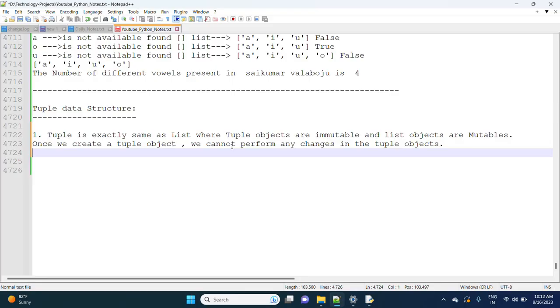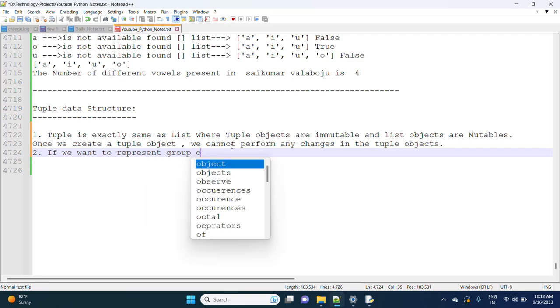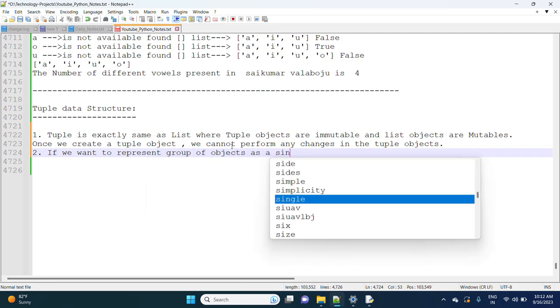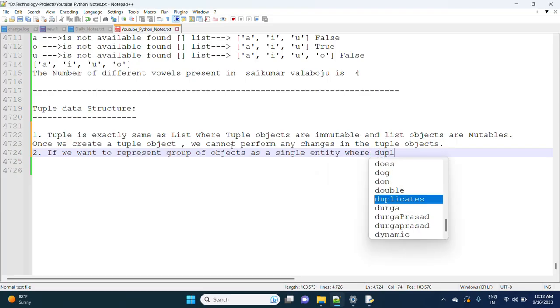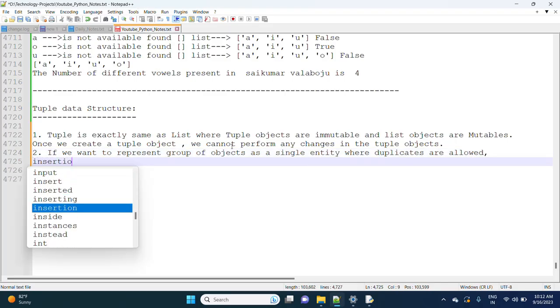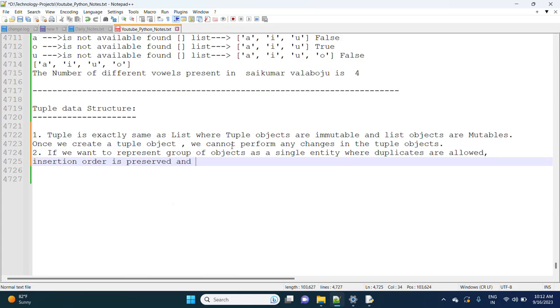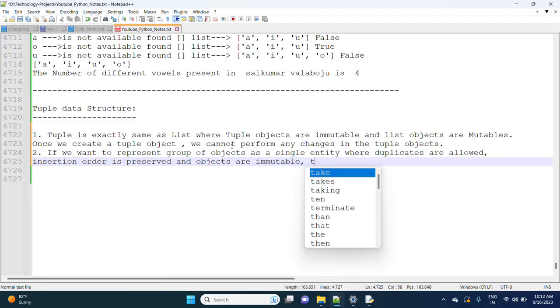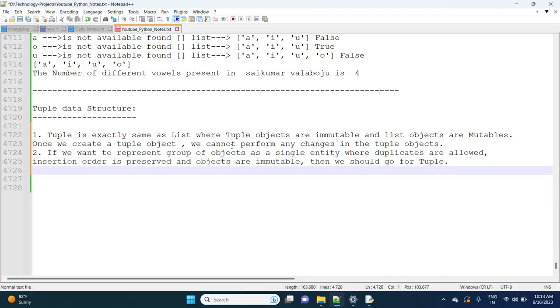The second point: if we want to represent a group of objects as a single entity where duplicates are allowed, insertion order is preserved, and objects are immutable, then we should go for tuple.